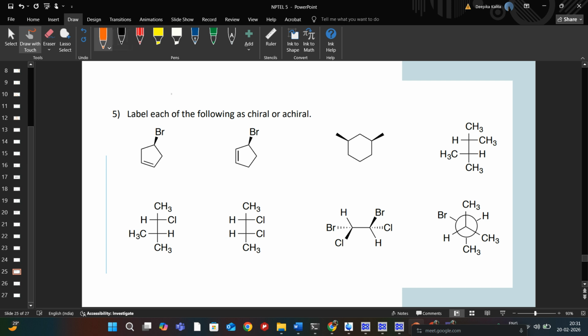So in the first molecule, if you see, there is a chiral center present, but this molecule is actually symmetrical. It has a plane of symmetry in this direction. Hence overall this molecule will be achiral. In the next molecule, there is a chiral center present and this molecule is not symmetrical, hence this molecule is chiral.